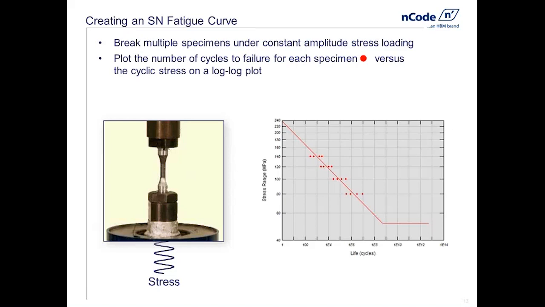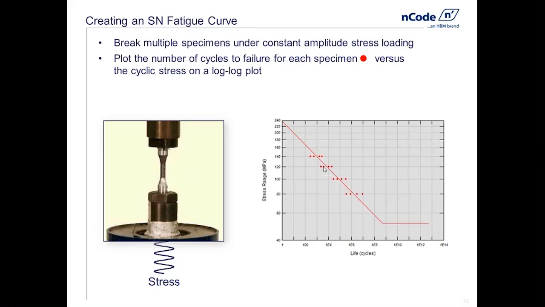Once it's broken, I can put on a piece of paper here one red dot for a broken specimen. And on the vertical axis, I've got the stress range. What's the size of the stress cycle? The maximum stress minus the minimum stress. And on the x-axis, this is how long did it last. So my one failed sample maybe is this red dot.